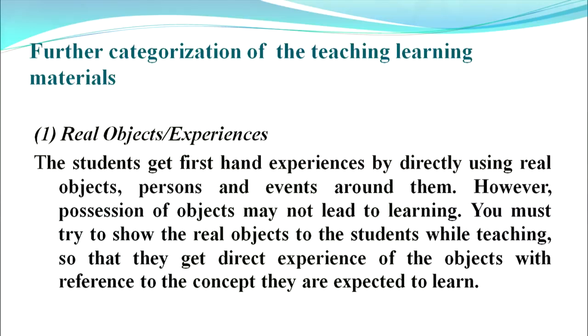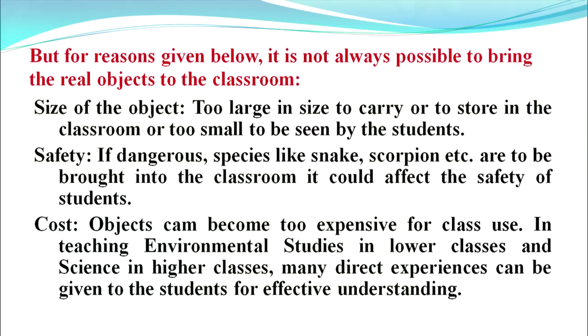Now we move further to further categorization of TLM, that is teaching learning material. The first one is real objects or experiences. The students get first-hand experiences by directly using real objects, persons and events around them. However, possession of objects may lead to learning. You must try to show the real objects to the students while teaching so that they get direct experience of the objects with reference to the concept they are expected to learn. But there are many reasons it is not always possible to bring the real objects to the classrooms.